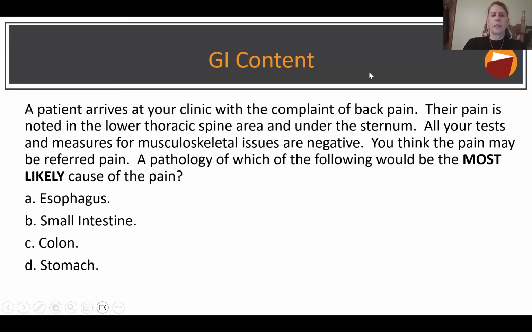A patient arrives at your clinic with the complaint of back pain. Their pain is in the lower thoracic spine and under the sternum. All your tests and measures for musculoskeletal issues are negative. You think the pain might be referred pain. A pathology of which of the following is going to be most likely? Pain in which area, most likely?